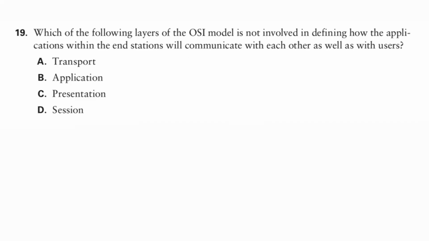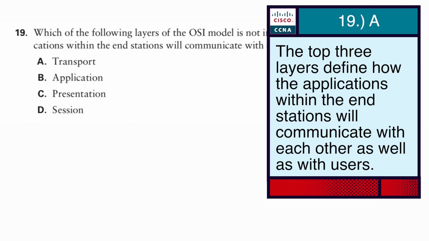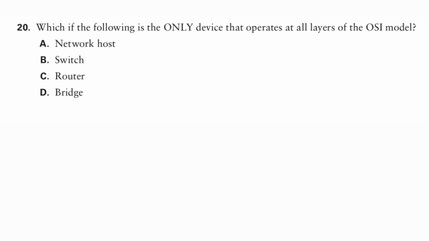Number 19. Which of the following layers of the OSI model is not involved in defining how the applications within the end stations will communicate with each other as well as with users? A. Transport, B. Application, C. Presentation, or D. Session? The correct answer is A, transport. The top 3 layers define how the applications within the end stations will communicate with each other as well as with users.